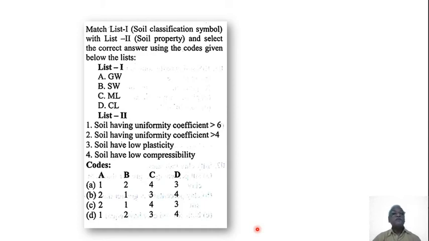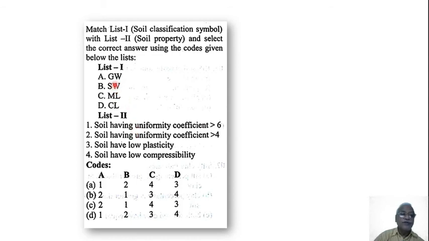Okay. Here, can you match the list in 1 with the list in 2? List 1 will be gravel well graded, sand well graded, silt with low compressibility, clay with low compressibility. Now in list 2 we have soil having uniformity coefficient greater than 6. If it is a sand, and if Cu is greater than 6, we would say that it is sand well graded.